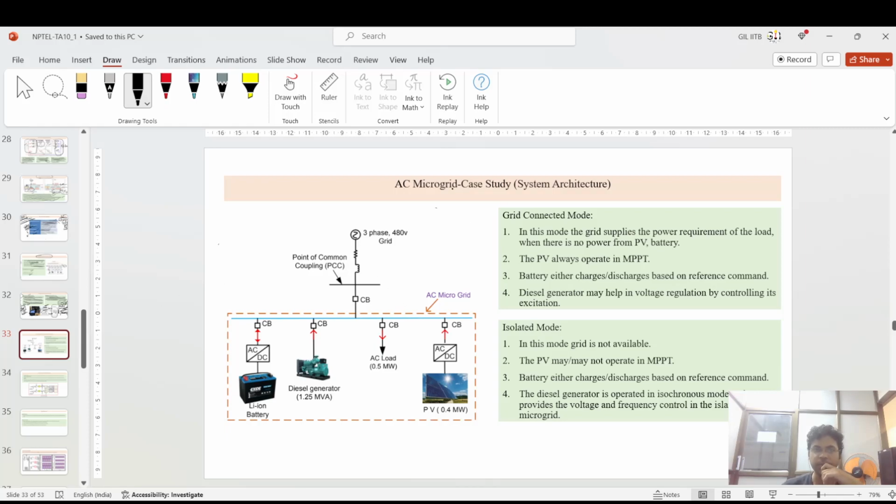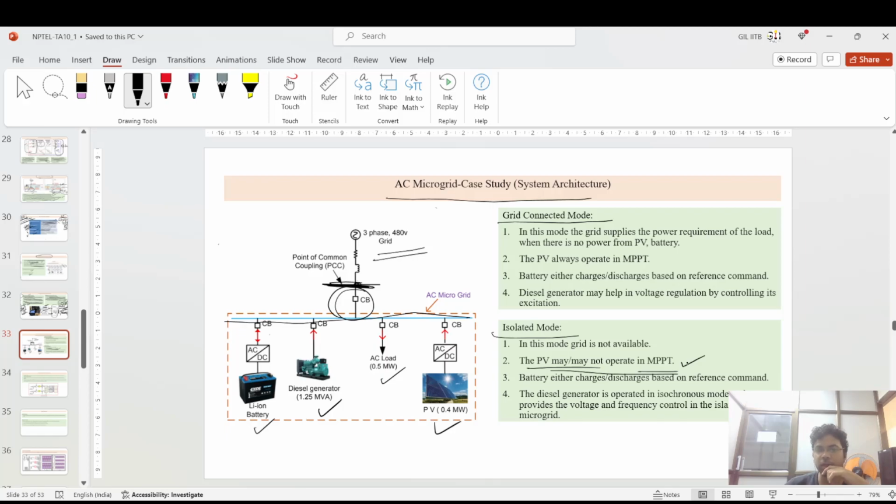Here I want to show one example which has already been explained in these lectures. This is the AC microgrid case study. You have two modes, grid connected and islanded. This is the point of common coupling with the three-phase 480 volt grid, and you have a circuit breaker. The circuit breaker is connected to the AC bus bar, and the AC bus bar is connected to battery storage, a diesel generator, AC loads, and the PV.